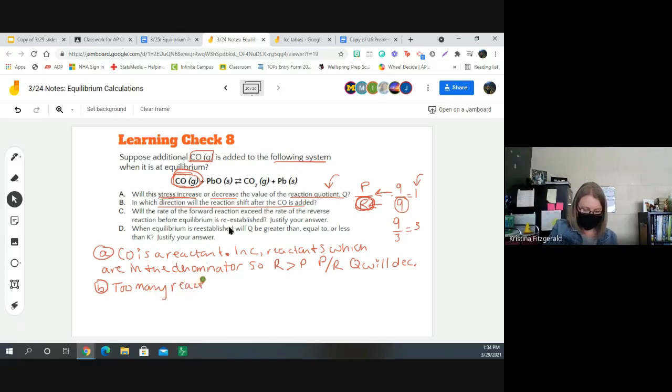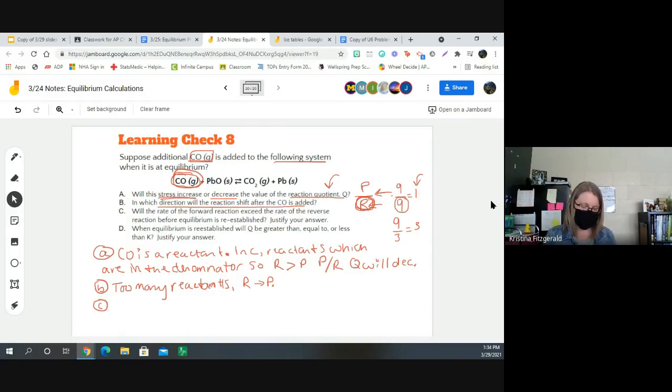Yeah, it's like we have too many reactants. So we're going to convert some of them into products. If it was a bunch of gas particles in a room, we've got to ship them out of here.